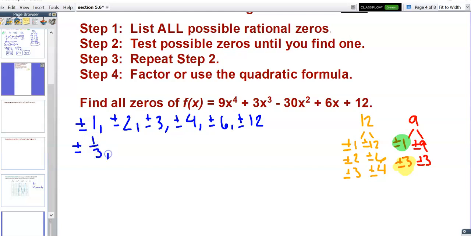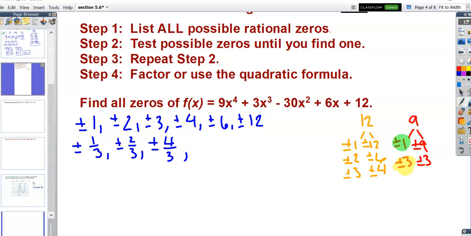So we have positive or negative 1 over 3, positive or negative 2 over 3. 3 divided by 3 makes 1. That's already on our list. So we're going to write plus or minus 4 over 3. 6 over 3 is the same as 2. 12 over 3 is the same as 4, and those numbers are already on our list.